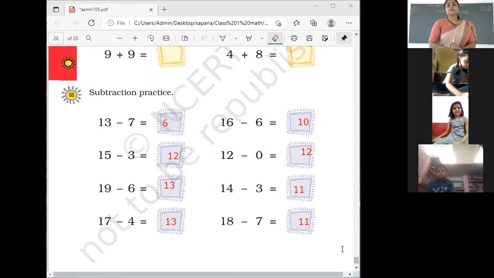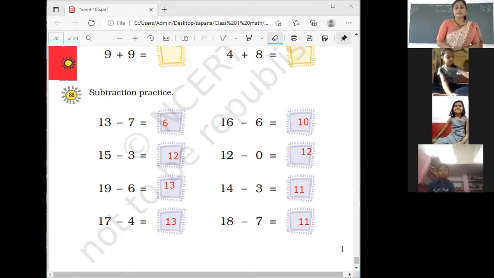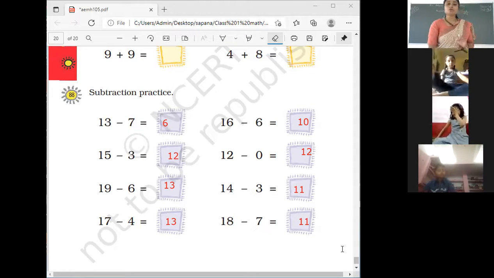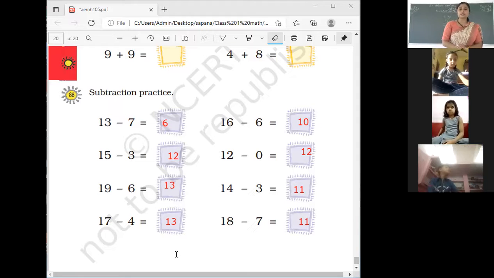Okay. Here, page number 88 is completed. So this was page number 88, addition and subtraction practice. So all of you check your homework. Your answer is correct. All of you check your homework and write down these answers. And check your answer. So here addition and subtraction is completed and page number 88 is completed.